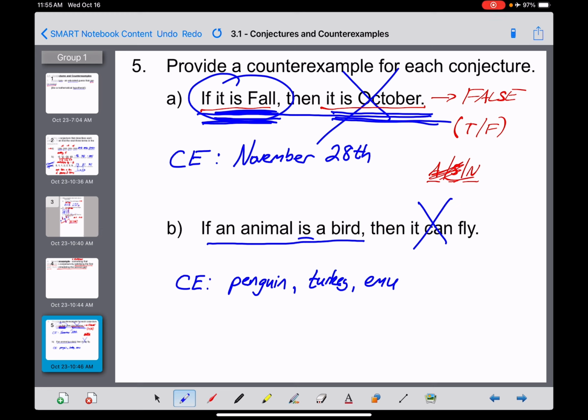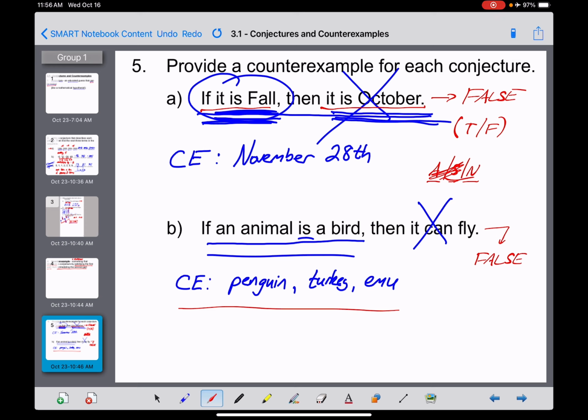You really only need one, guys. So you need something that is a bird but cannot fly, and any of these three works as a counterexample. So once again, then, we could conclude that this statement right here is false because we were able to find a valid counterexample.